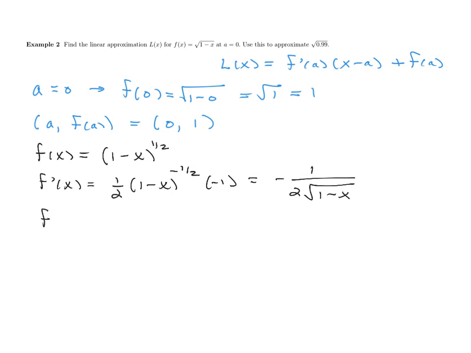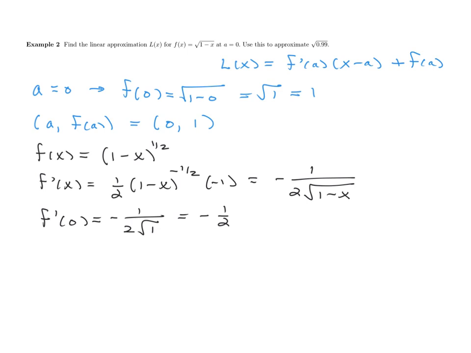What is f prime of 0? If I put a 0 here, it's the square root of 1. So we get negative 1 over 2 root 1, and that's really just negative 1/2. So we also have f prime of 0.